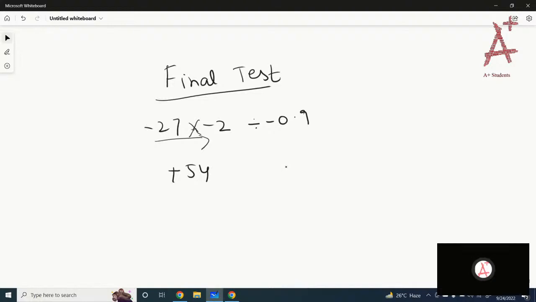Negative 27 times negative 2 is positive 54. And now you are dividing a positive number by a negative number, so the answer must have a negative sign. Divide 54 by 0.9, that would be negative 60. Got it? You are given three options. Just select the correct option and click on the OK button.